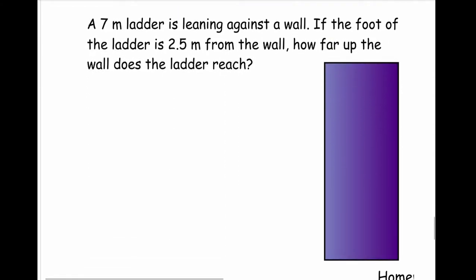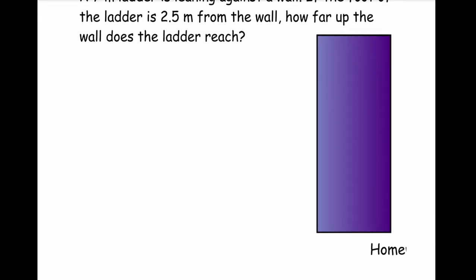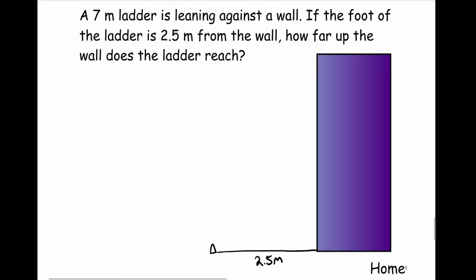The last question, I'll start it off and then we'll pause and let you try this on your own. But a 7-meter ladder is leaning against a wall. If the foot of the ladder is 2.5 meters from the wall, how far up the wall does the ladder reach? So we have our wall here. If we want to kind of draw this out, we know that the base of our ladder is going to be 2.5 meters from the wall. Again, that's one of the key things that it tells us. The foot of the ladder, or the base of the ladder, is 2.5 meters from the wall.